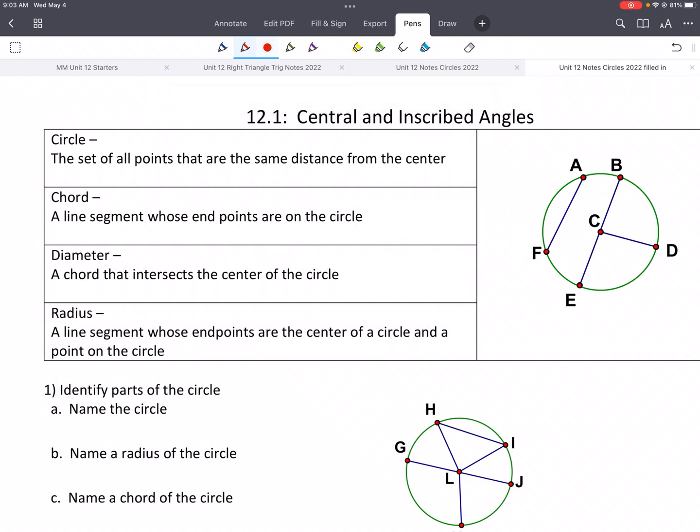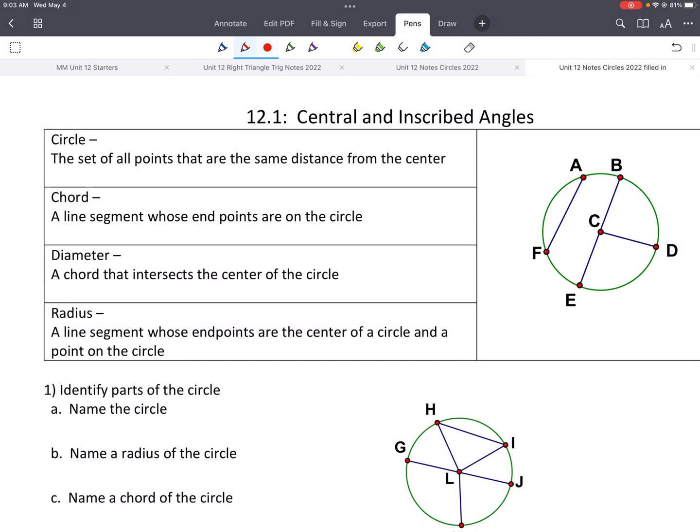All right, welcome everybody. This is 12.1 Central and Inscribed Angles. So this unit, Unit 12, is all about circles and the angles that can be made by lines inside of them, a really basic explanation of what we're doing. Okay, so first off, we're going to talk about some vocab. Some of the stuff you've talked about before, maybe sometimes not.